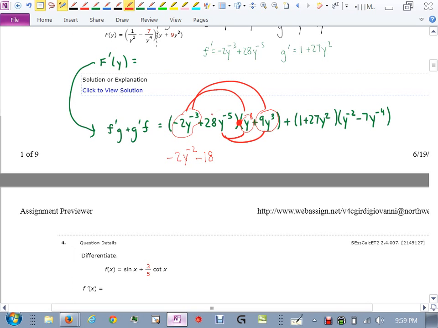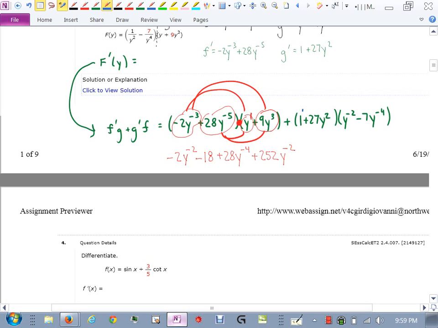All right, so now we move here. We do this one times the y. Add the exponents. Plus 28y to the negative 4, because negative 5 plus 1 is negative 4. And then we have to do 28 times 9, and then add those exponents. Negative 5 plus 3 is negative 2. 28 times 9 gives us 252. So we have 252y to the negative 2. And that's just the first one multiplied.